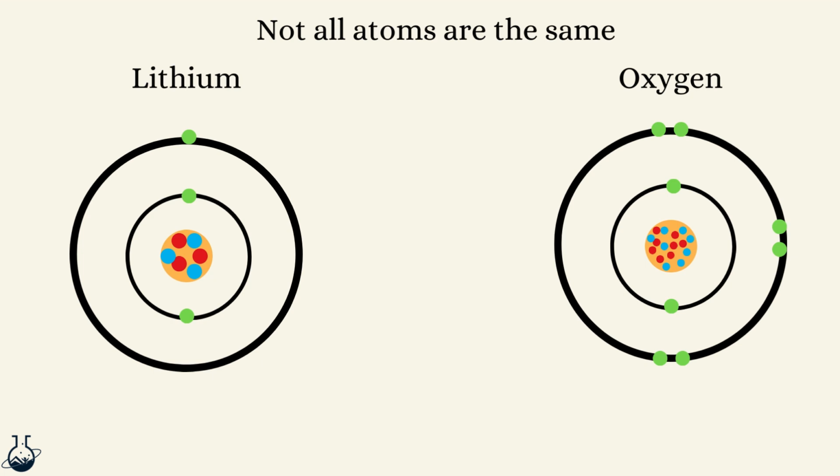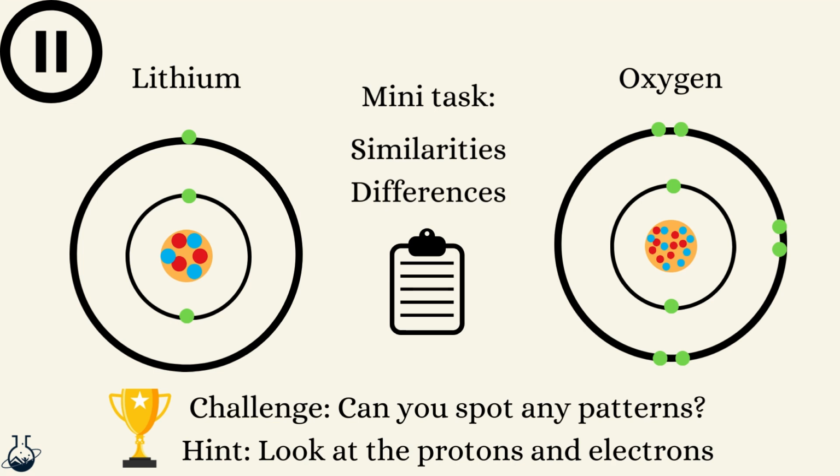But the stuff around us is not made of the same stuff. We have different atoms, and these atoms are different to each other. Pause the video here and see if you can list some similarities and differences between a lithium atom and an oxygen atom. If you can't think of any more, try the challenge at the bottom of the screen.